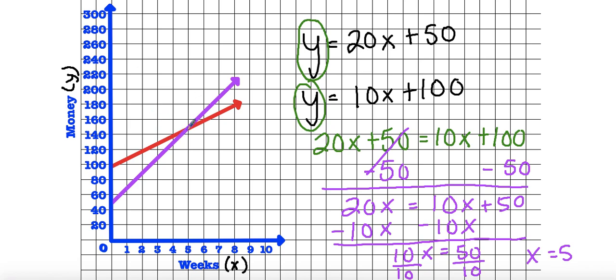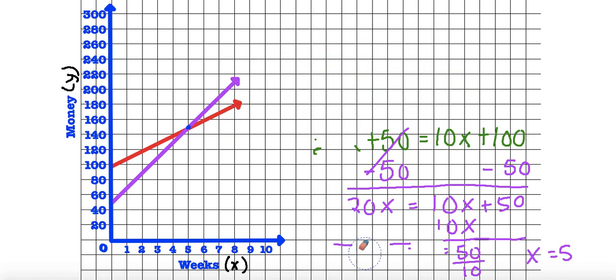So the reason why x is only equal to 5 is because this is the only point in time where we'd have the same amount of money saved up. Because after that, I would have more money saved up than he would.